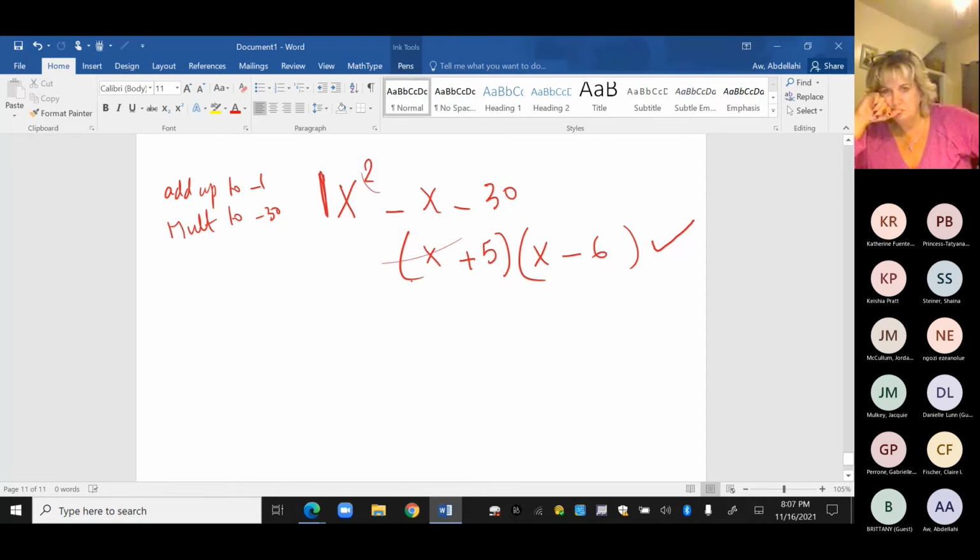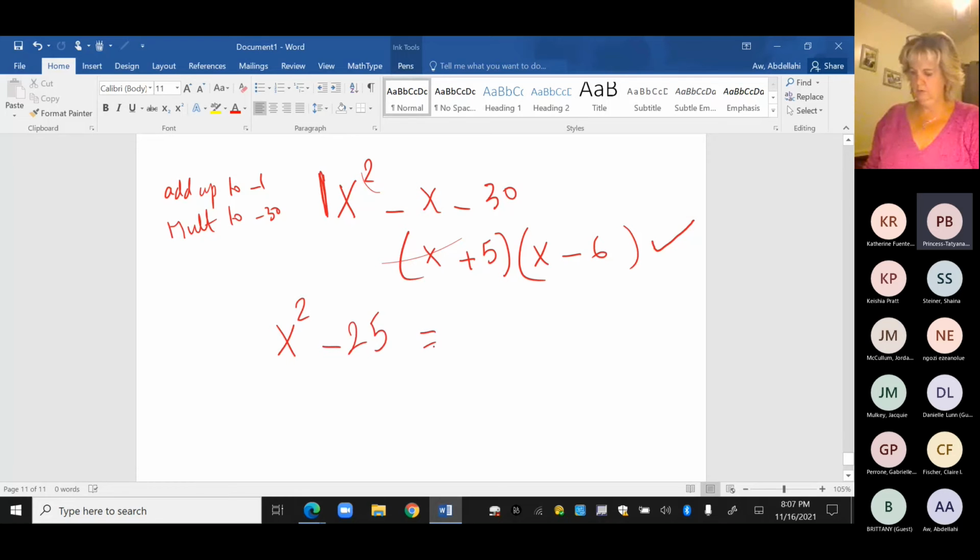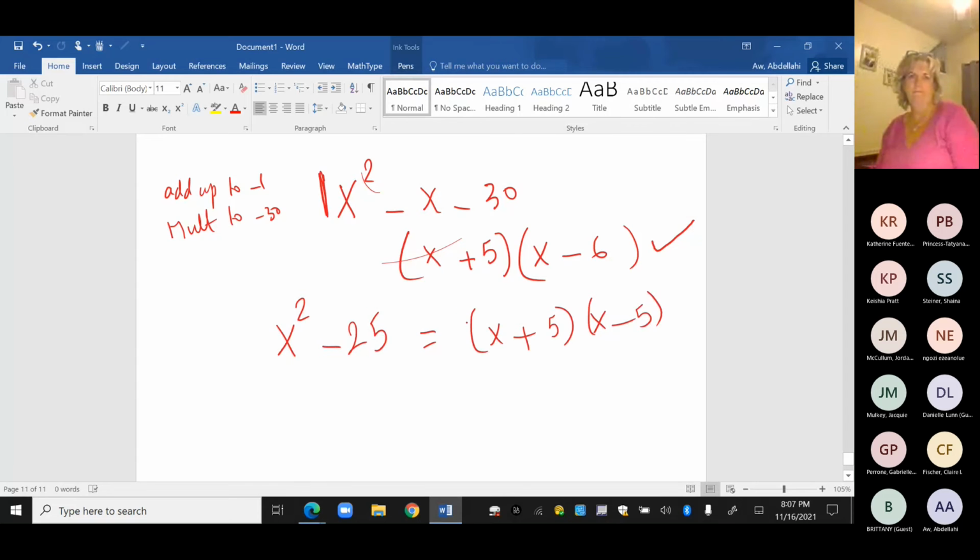We should know that. The next one will be something like x squared minus 25. Do you remember how to factor that? X plus 5, x minus 5. Thank you very much. This is a difference of two squares, right? We can't do x plus 5 squared. It's different. You have the right answer. I was just asking if the other one could be answered. The other one is different. It's x plus 5, x minus 5.